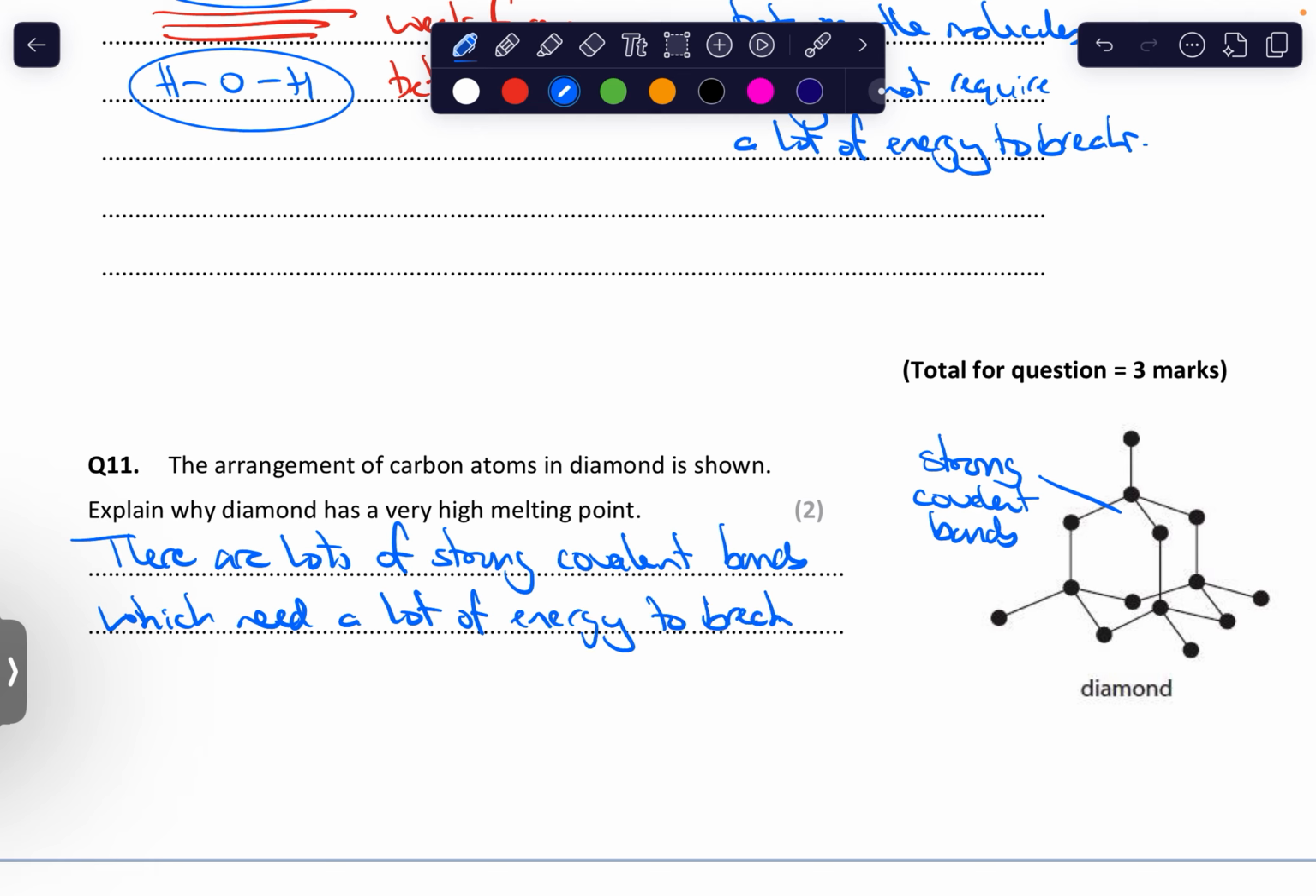Okay, as a little reminder here, it's really important we get this, that whenever we say something's got a high melting point, something must be strong, and always then link it to requiring a lot of energy. The opposite is true. If something has a low melting point, then something must be weak, and again, doesn't need a lot of energy to break it.